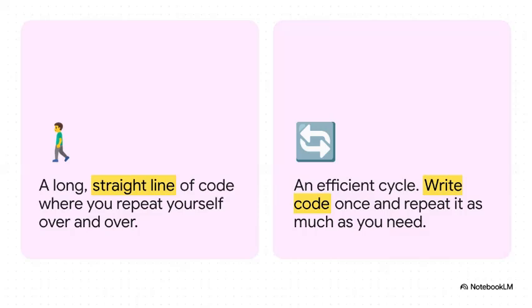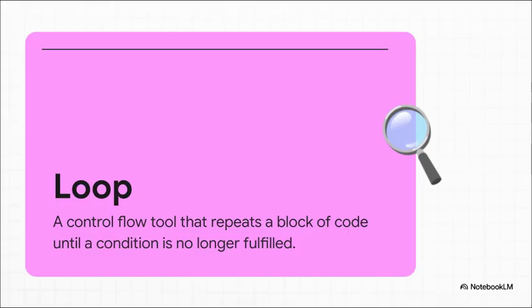On the left, that's code without loops. It's just a long, boring straight line where you're repeating yourself. But on the right, that's the loop. It's an efficient, elegant cycle. You write the logic just one time, set it to run, and it doesn't care if it has to run 10 times or 10,000 times. It just works. So what is a loop, officially?